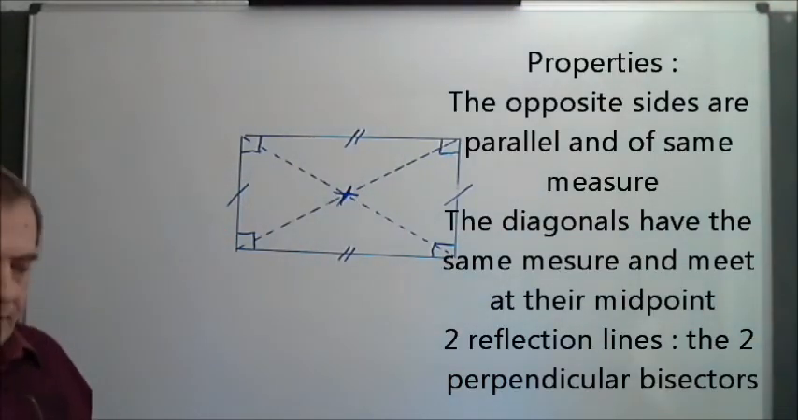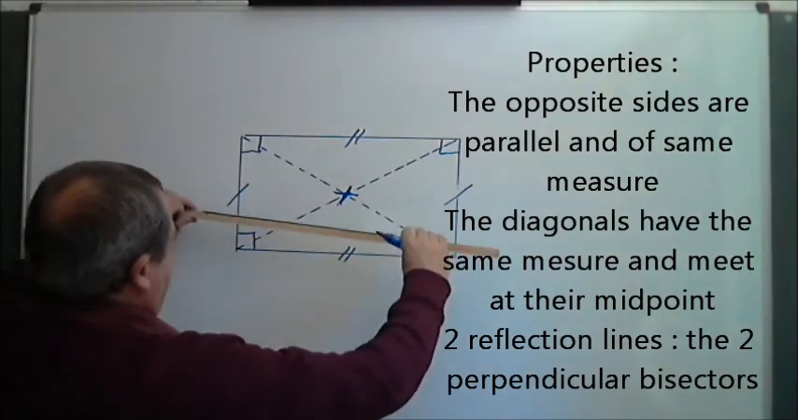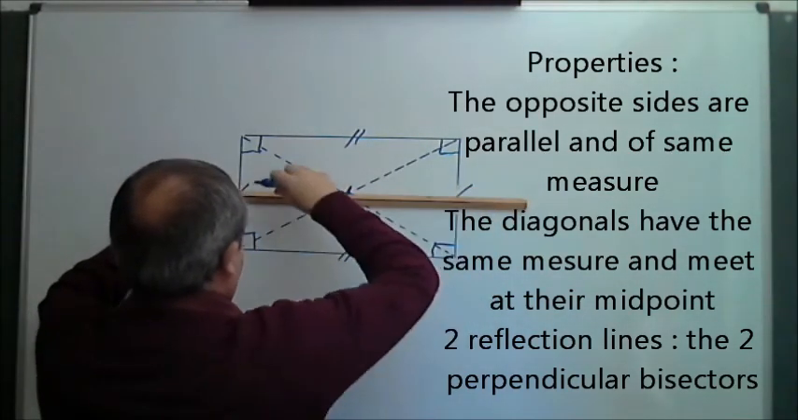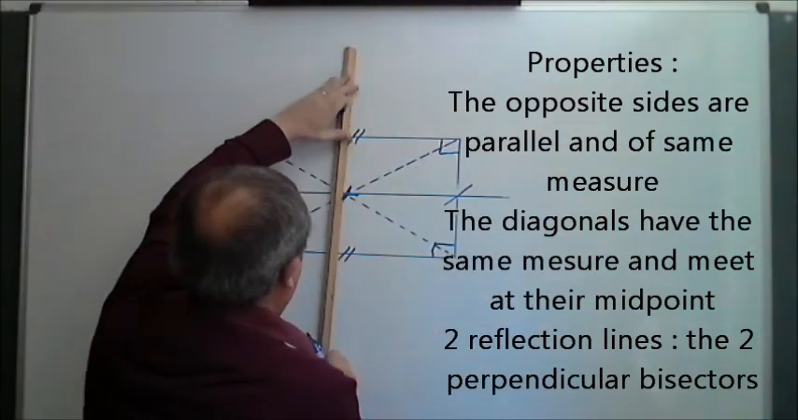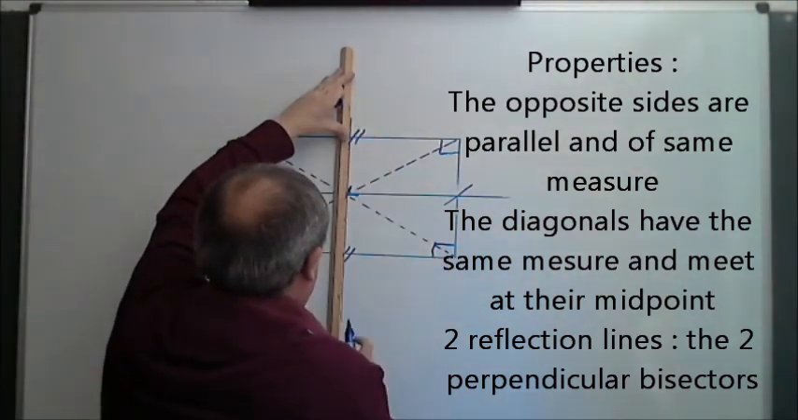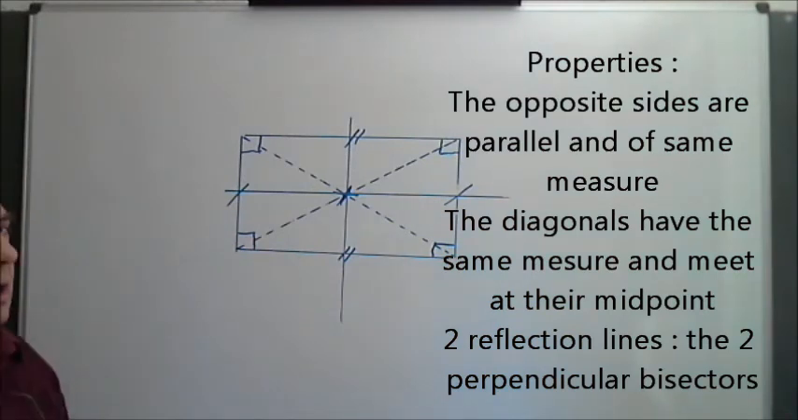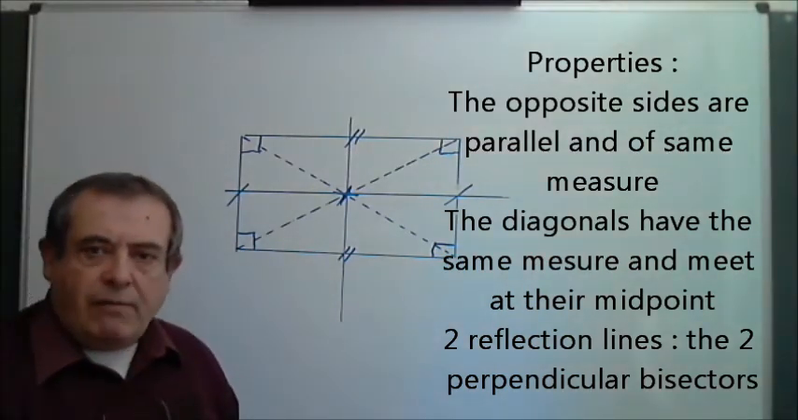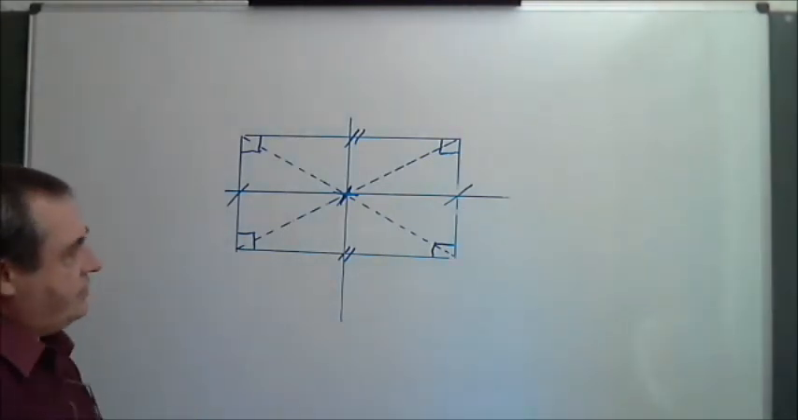Third property, the two perpendicular bisectors, this one and this one, these perpendicular bisectors are two reflection lines. So one finds two reflection lines.